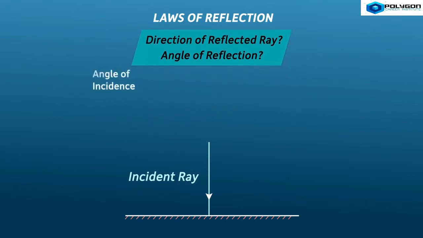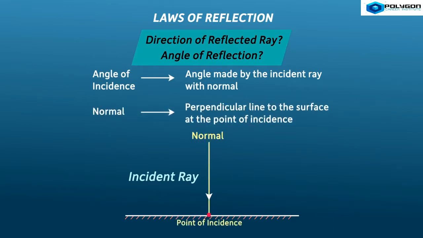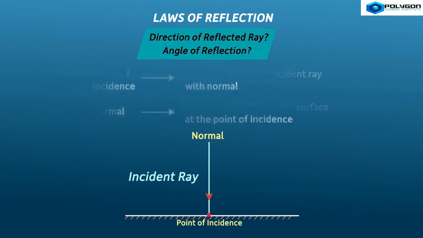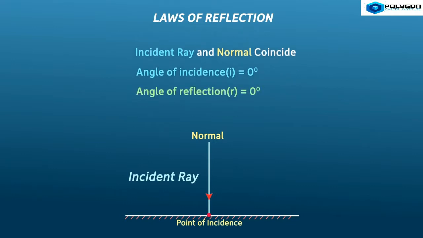We know that the angle of incidence is the angle made by the incident ray with the normal. And the normal is the perpendicular line to the surface at the point of incidence. But since the incident ray is also perpendicular to the surface at this point, both of them coincide. Hence, the angle of incidence I is equal to 0 degrees. We know that every light ray satisfies the law of reflection. Therefore, the angle of reflection R will also measure 0 degrees. That means the reflected ray will travel in this direction, opposite to the incident ray. Yes, it will overlap the incident ray as well as the normal.